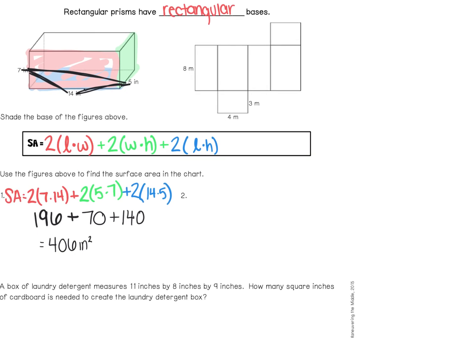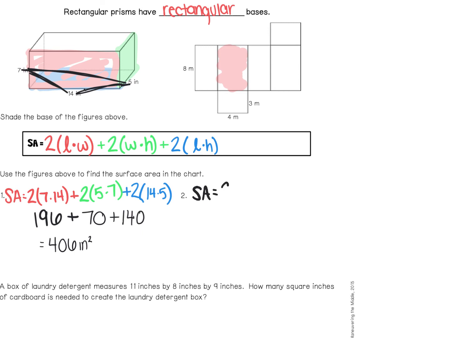All right, so for number 2, we've got a net now. And again, it doesn't really matter as much what I'm calling my base and my height and all of that. I might say this piece is my base, and somebody next to me might call a different piece my base. But I'm just paying attention to the fact that it's 8, 3, and 4, okay?